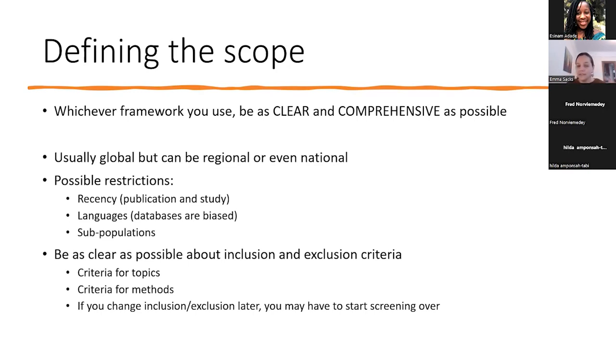So the more you can decide earlier on, the better, keeping in mind some of these things just happen and you'll have to redefine them.